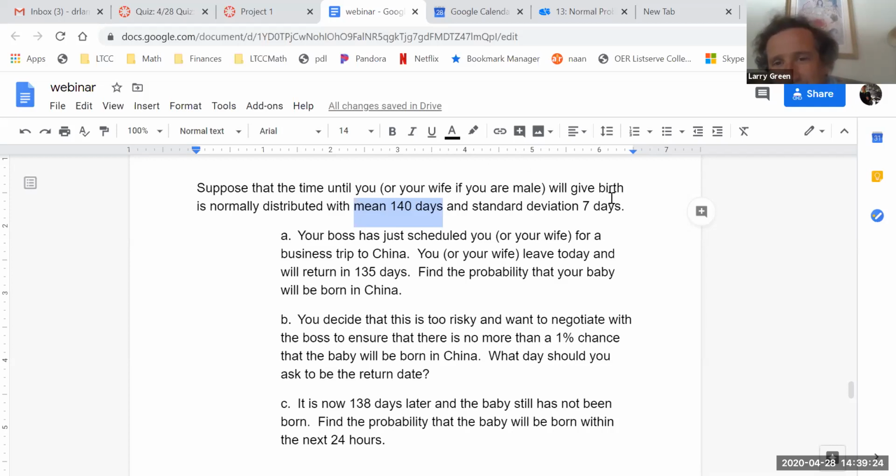Standard deviation, interesting. It turns out, again, this is biology, not math, but it's kind of cool. It used to be 7 days, and it's not anymore. Anyone know why? Humans have changed. Anyone know why it's not anymore?